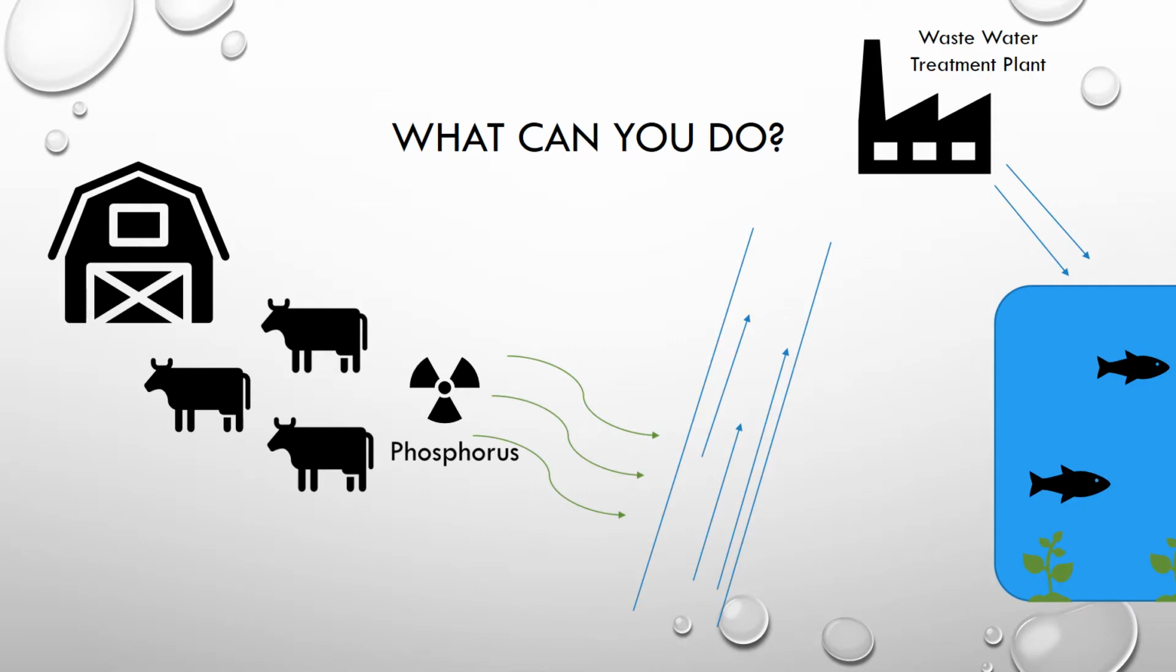Now, if we can figure out a way to divert the runoff of phosphorus from these areas where we hold the livestock and take it to wastewater treatment plants where they can remove the nutrients and then deposit into these bodies of water, we can greatly reduce the effects of eutrophication.